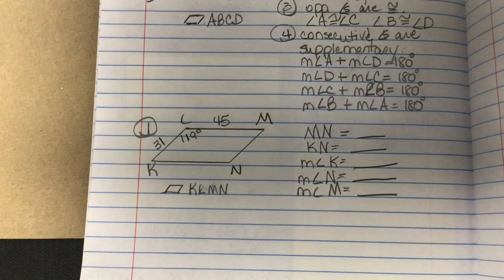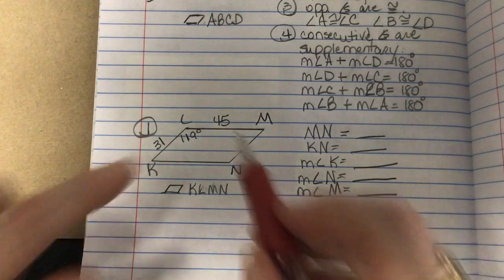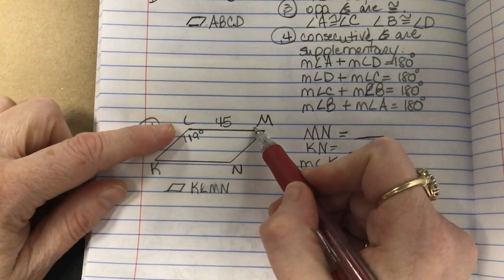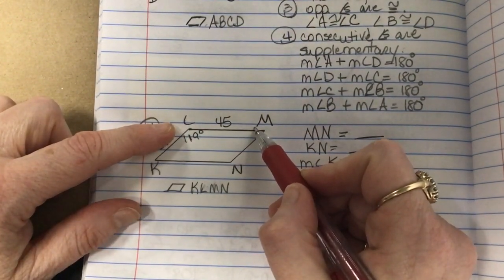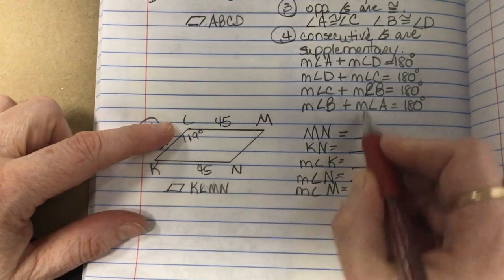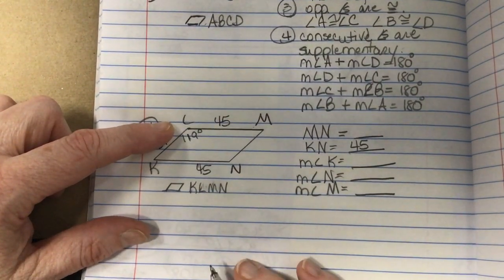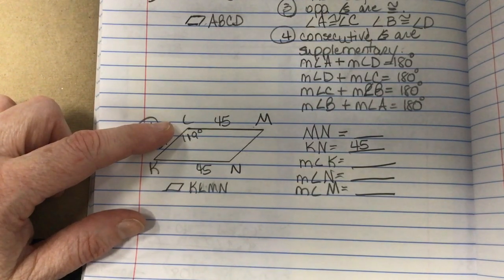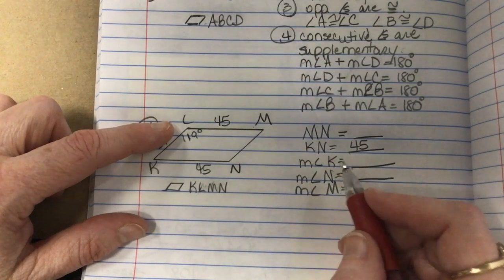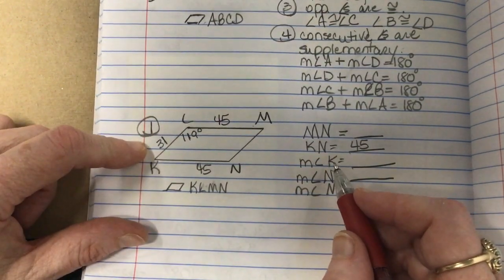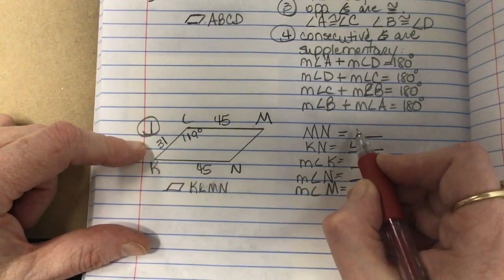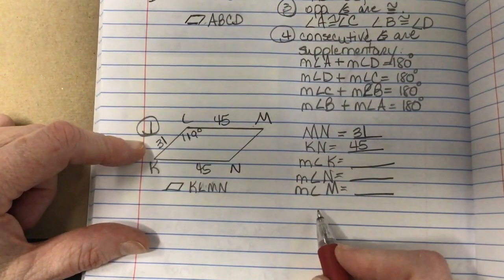Now this is me. The first thing I'm going to do is knock those sides out because sides are easy. If LM is 45, which other one do I know is 45? KN. I'm going to write it on my picture. KN is 45 units, whatever that is. If your classwork has units on it, put the units on it. You know, 45 inches, centimeters, whatever it says. So if KL is 31, what's MN? 31.